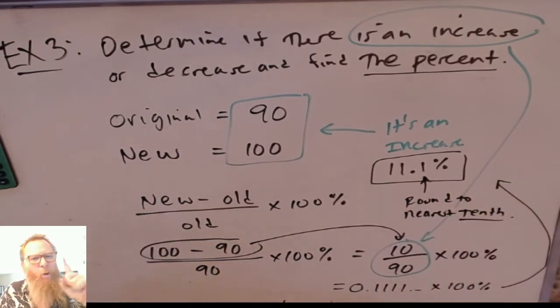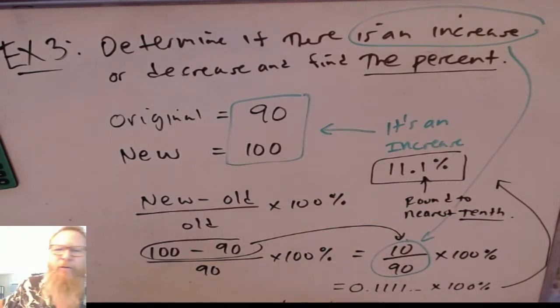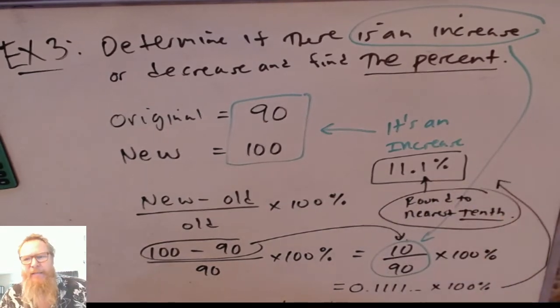So tenth is 1 decimal place. That's pretty common in this section. I don't think there's any that go to the 100th. Oh, I think there are a couple that go to the 100th, so we'll have to read carefully. In this one, I'm doing the 10th.